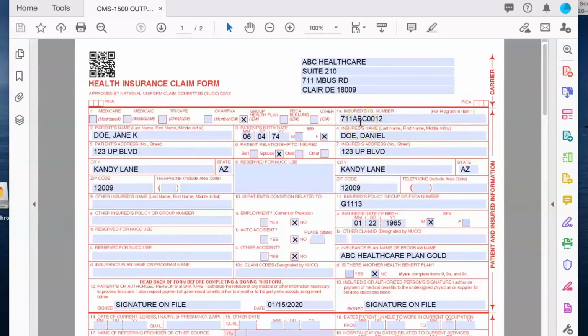For this example, Jane Doe is the spouse of Daniel Doe, and Daniel is the owner of this plan. If Jane owned the plan, we could leave the insured's name and address blank because it would be the same. The address in Box 7 is the same for both Daniel and Jane.